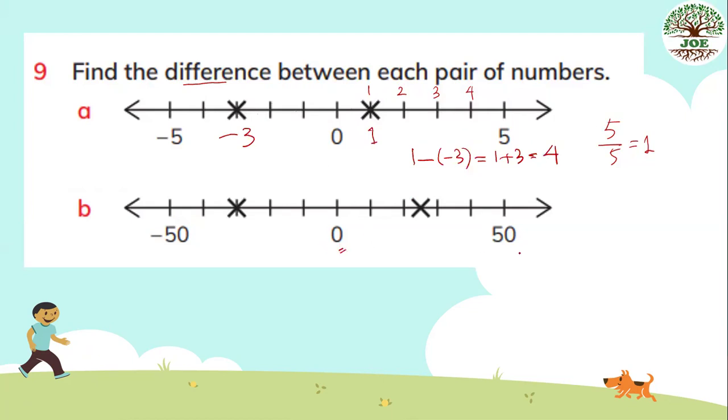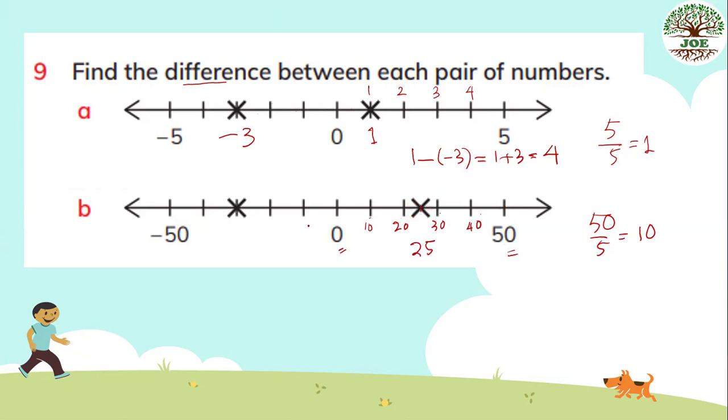here is 0, here is 50. There are 1, 2, 3, 4, 5 parts. So 50 divided by 5 is 10. Each part is 10. So here is 10, 20, here is 30, 40, 50. This mark is between 20 and 30, so it is 25.